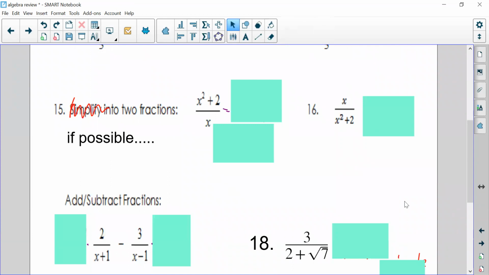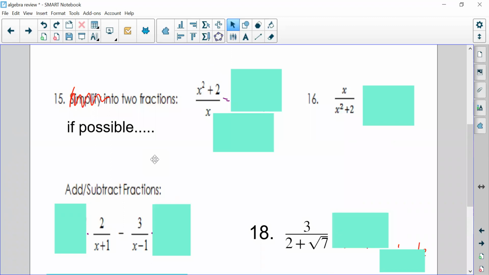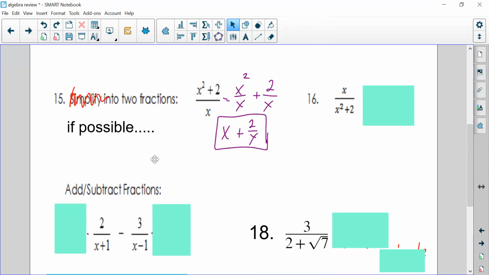Sometimes when we are proving trig identities, we want something that is in one fraction to become two fractions. Sometimes we have two fractions that we want to become one fraction. Well, with this one, I can split it up into two different fractions because the x squared and the 2 are both being divided by x. So x squared divided by x and 2 divided by x. So I can split this one fraction up into two fractions.